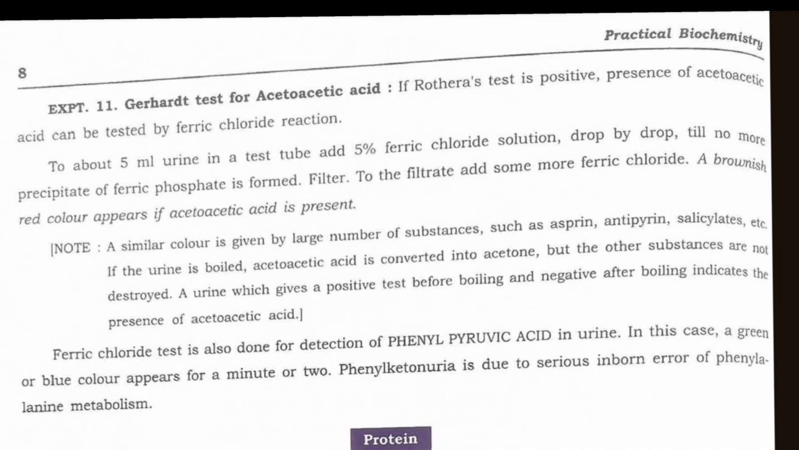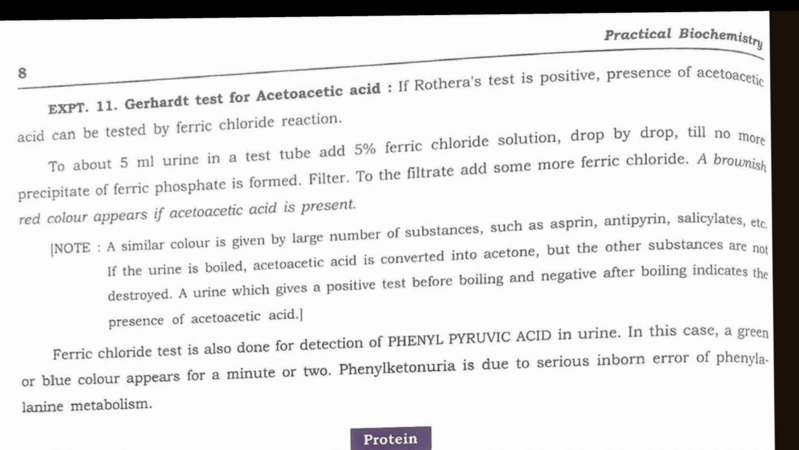Note, a similar color is given by a large number of substances such as aspirin, antipyrine, salicylates, etc. If the urine is boiled, acetoacetic acid is converted into acetone, but the other substances are not destroyed. A urine which gives a positive test before boiling and negative after boiling indicates the presence of acetoacetic acid.